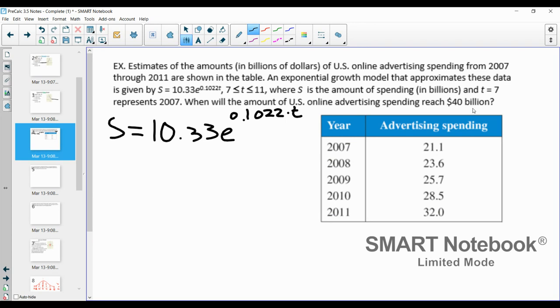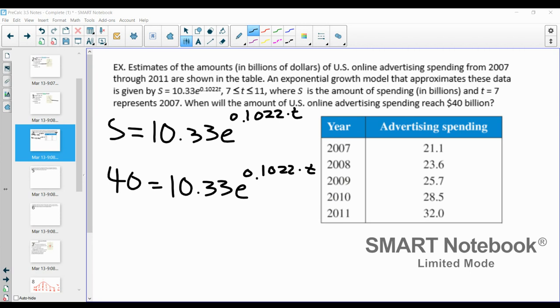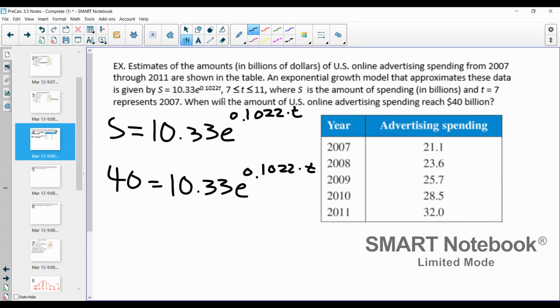And so we're going to rewrite our equation as 40 equals 10.33e raised to the 0.1022 times T. Now, from here we can solve this because we know how from the last lesson 3.4. We know how we can solve these when we have variables in the exponent. Okay, I'm going to keep going from here and solve the rest of this.